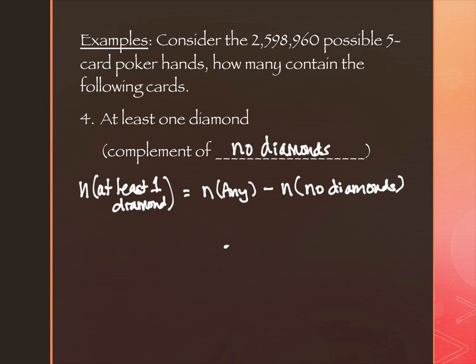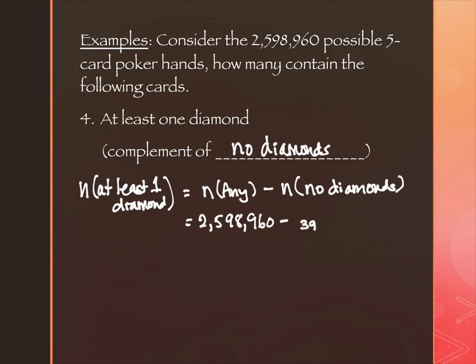So the first part is the same as we've had, 2,598,960. Okay, so if I get no diamonds, that means I have to pick all cards that aren't diamonds. So how many cards are not diamonds? Is it 39? It is. And again, how'd you get 39? 52 and 13. Right, so 13 of them are diamonds, which means the rest of the 52 are not. So 52 cards minus the 13 diamonds would leave me with 39 cards that are not diamonds.